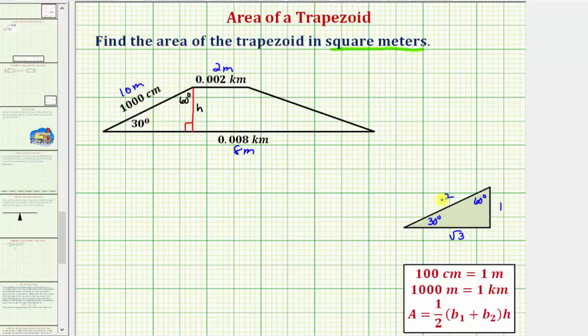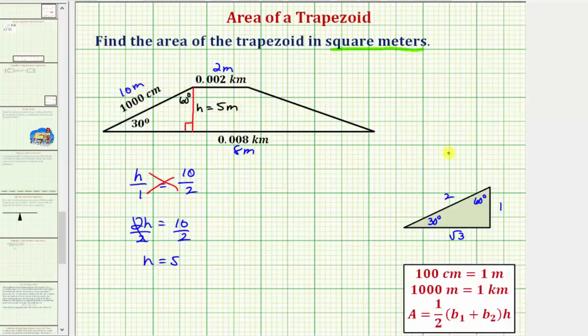So because these two triangles are proportional, we can set up a proportion to determine the height of the trapezoid. Notice how h would correspond to the side with a length of 1. So we can say h is to 1 as, notice the hypotenuse has a length of 10, which corresponds to this hypotenuse, which has a length of 2. So we can say h is to 1 as 10 is to 2. And now we can cross multiply and solve for h. So h times 2 must equal 1 times 10. So we'd have 2h equals 10. Divide both sides by 2. We have h equals 5. So now we know the height is equal to 5 meters.